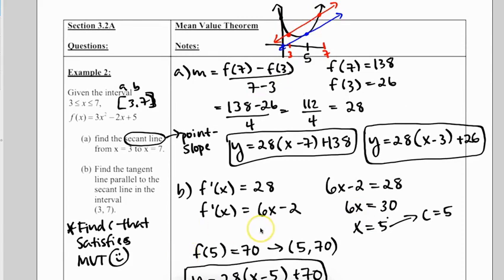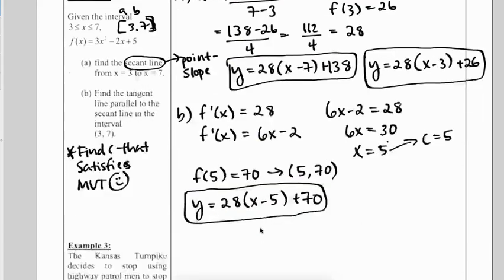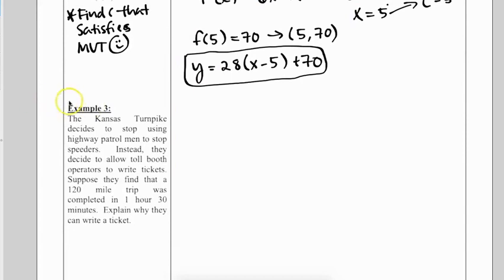It always helps me. We're going to look at one more problem real quick. It's kind of a non-traditional problem. It says the Kansas Turnpike decides to stop using highway patrolmen to stop speeders. So, Kansas Turnpike, that's that private highway that could take you to like K-State. So it's the toll road, you need a K-tag for it, or you just need to pay the toll. So instead of using patrolmen, they're just going to use those toll booths to write tickets.